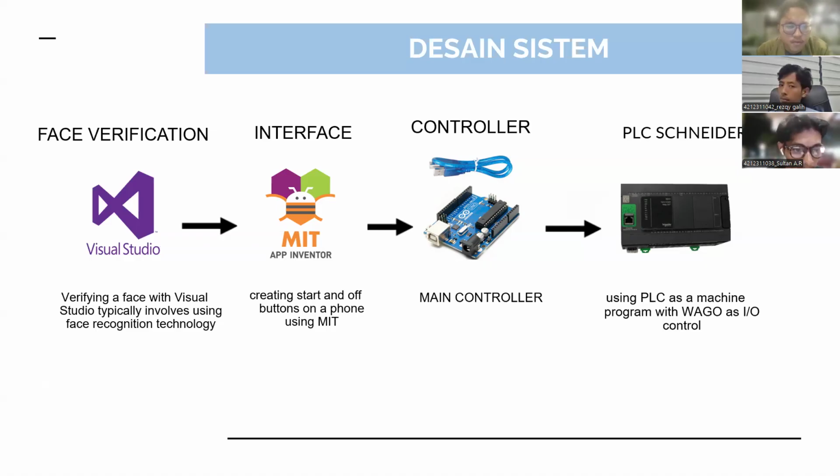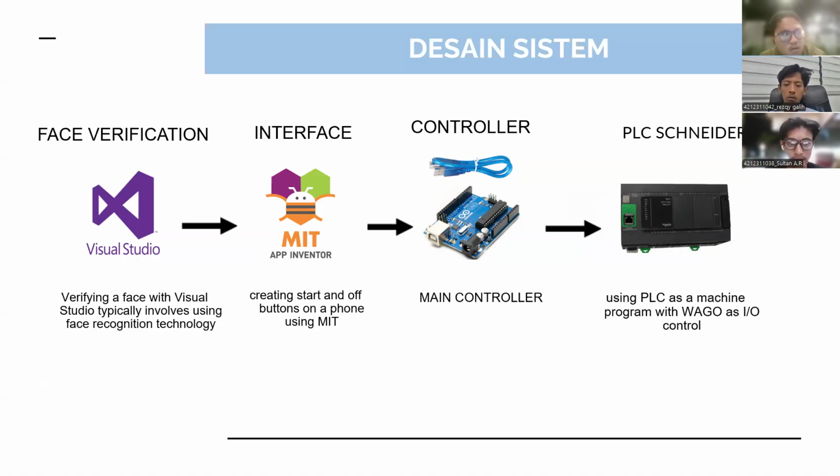And the next step is the interface, MIT App Inventor. After successful face verification, the user interacts with a mobile application created using MIT App Inventor. This application provides start and stop buttons to control the system through a smartphone interface.